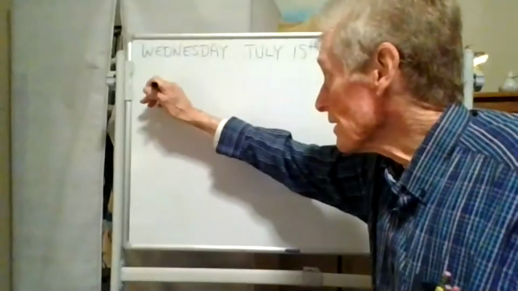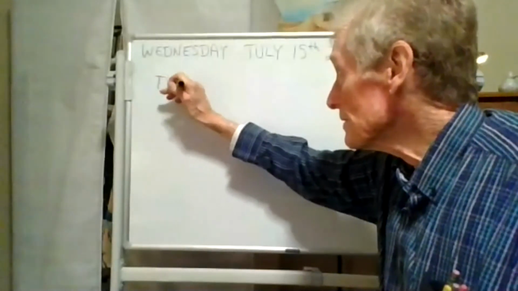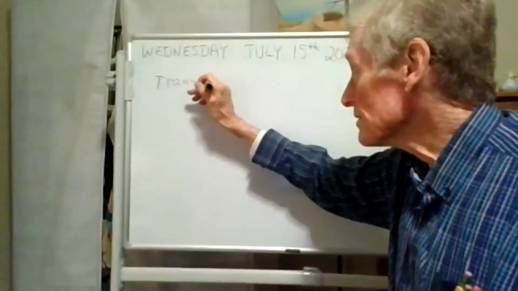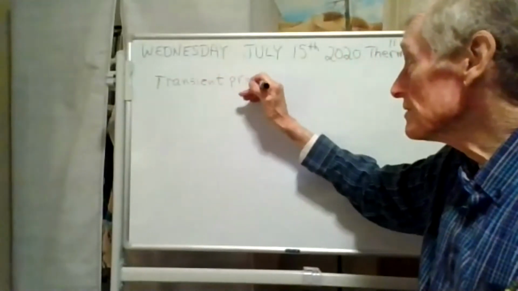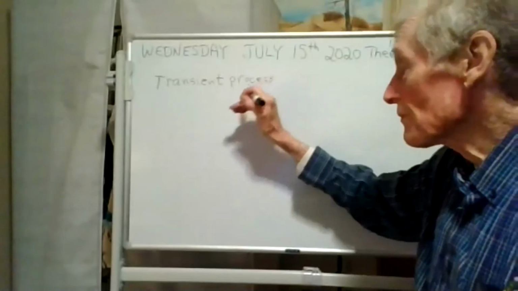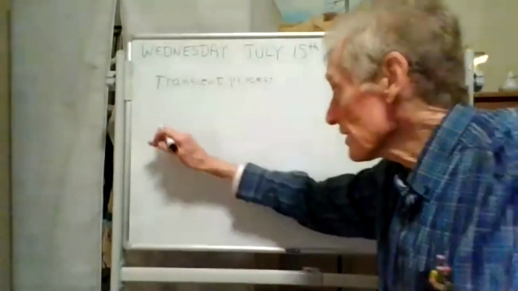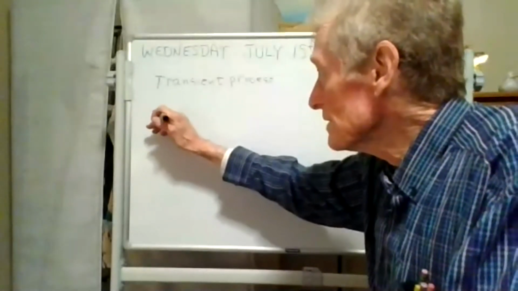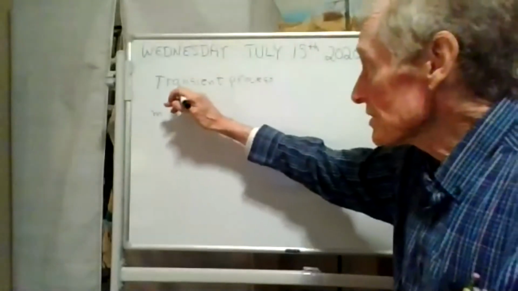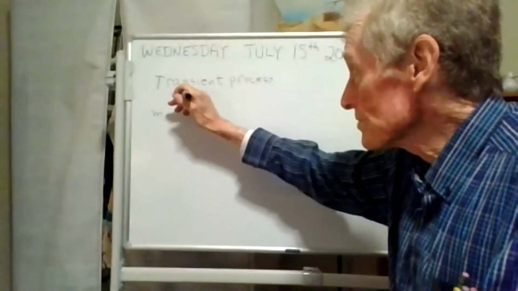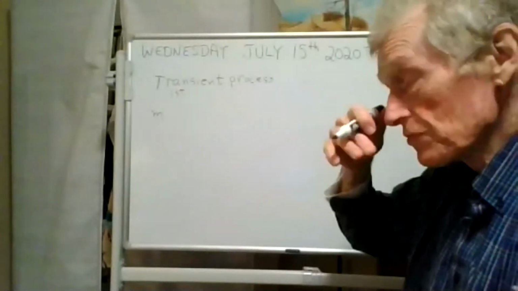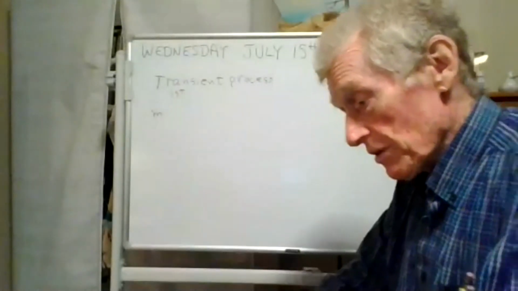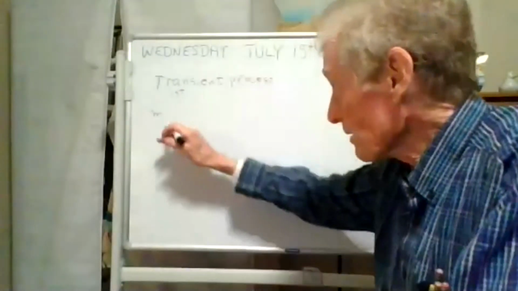We're going to talk about the transient process. And it goes like this. What this is, is the first law. There's a first law and a second law for the transient process. It's when you start up something like a turbine, for example.